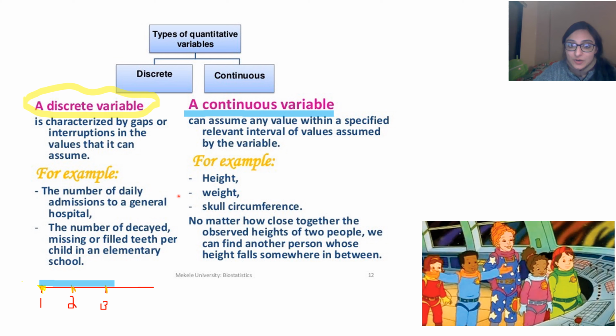So it can be height, weight, skull circumference. No matter how close together the observed heights of two people, we can find another person whose height falls somewhere in between. So it's almost like you could find somebody whose height goes down to the slightest millimeter. That's what, in continuous, we can say we can go down to the nitty gritties. We can go down to the smallest atoms. That's what you can do with continuous variables.